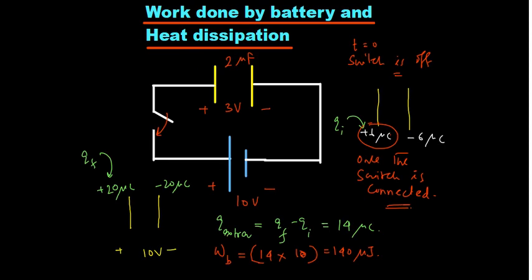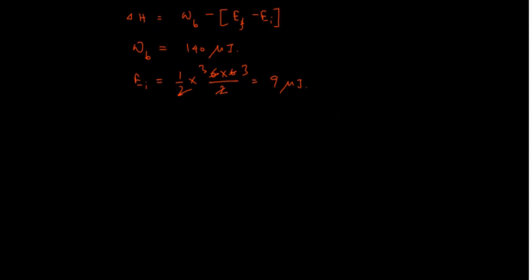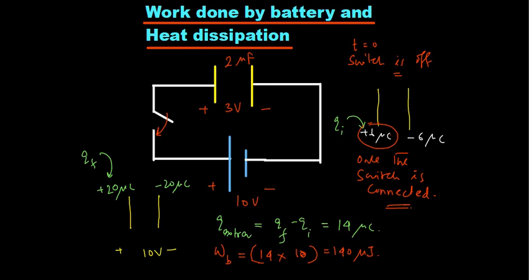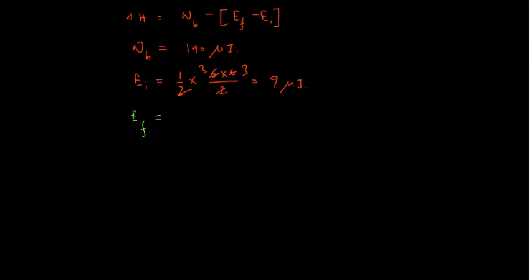Okay, so that is the initial energy of the capacitor. What is the final energy? In the same way, EF. Now in this case the capacitor is connected to the battery, so that means potential difference is constant, so we will be using half CV square. So half into 2 into 100, so it becomes 100 microjoule. So the final energy of the capacitor is 100 microjoule.